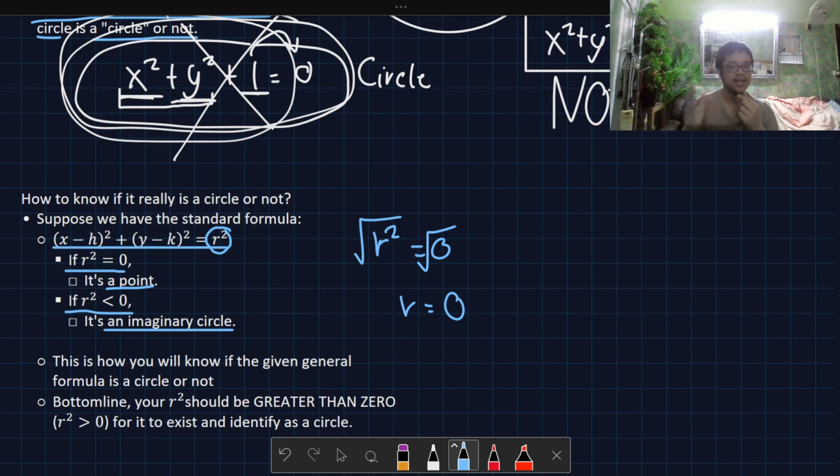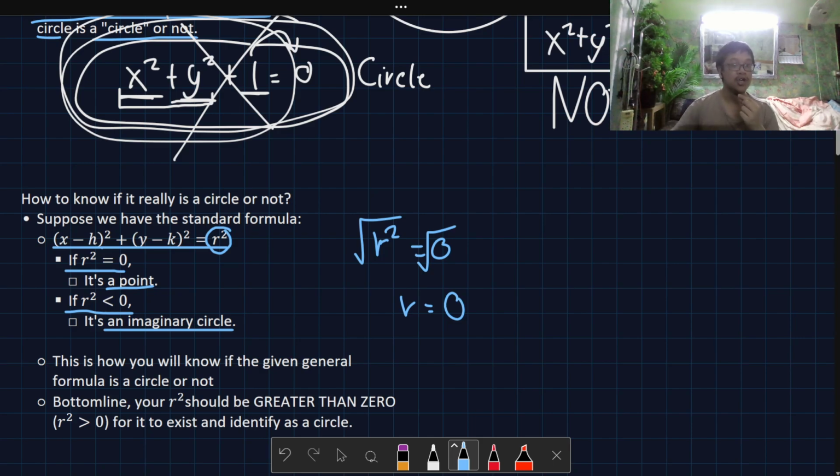If the center is located and the radius is zero, then what happened? We only have the point where the center is located, but there would be no radius. Hence, it exists just as a what? A point. So now you know why it will be a point if your r squared is equal to 0, and you will have an imaginary circle if your r squared is less than 0.